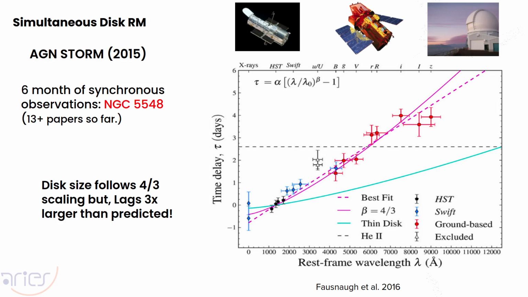Basically, they picked up the AGN NGC 5548. This is one of the most commonly studied AGN so far. And this campaign has published 13 papers so far and is still going strong.